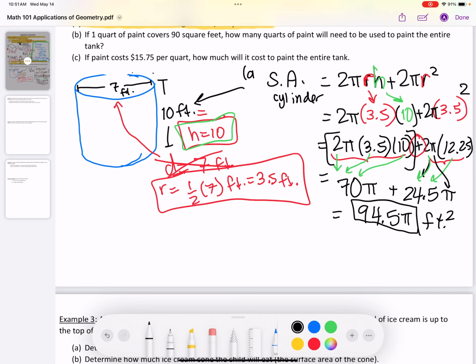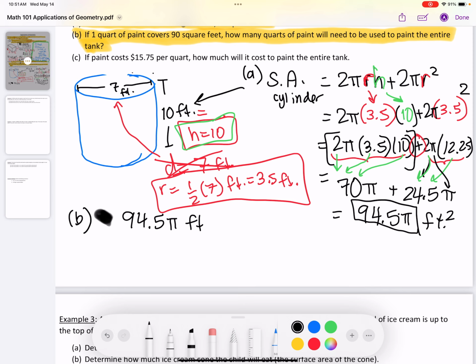There are 3 parts to this. I don't think I left myself enough room, but we'll do what we can here. Now there's a part B, sadly. If 1 quart of paint covers 90 square feet, how many quarts of paint will need to be used to paint the entire tank? Well, that's another kind of conversion, sort of. 94.5 pi square feet. That's what we found the surface area of the cylinder to be. But they're saying 1 quart of paint covers 90 square feet. That's kind of a conversion I can use.